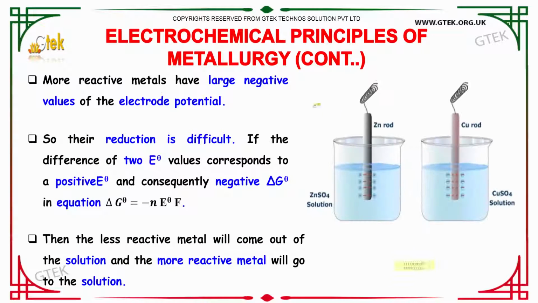More reactive metals have large negative values of the electrode potentials. So the reduction is difficult. If the difference of two E theta values corresponds to a positive E theta and consequently negative delta G theta in the equation, E theta is positive, obviously delta G theta is negative. Then the less reactive metal will come out of the solution and the more reactive metal will go to the solution.